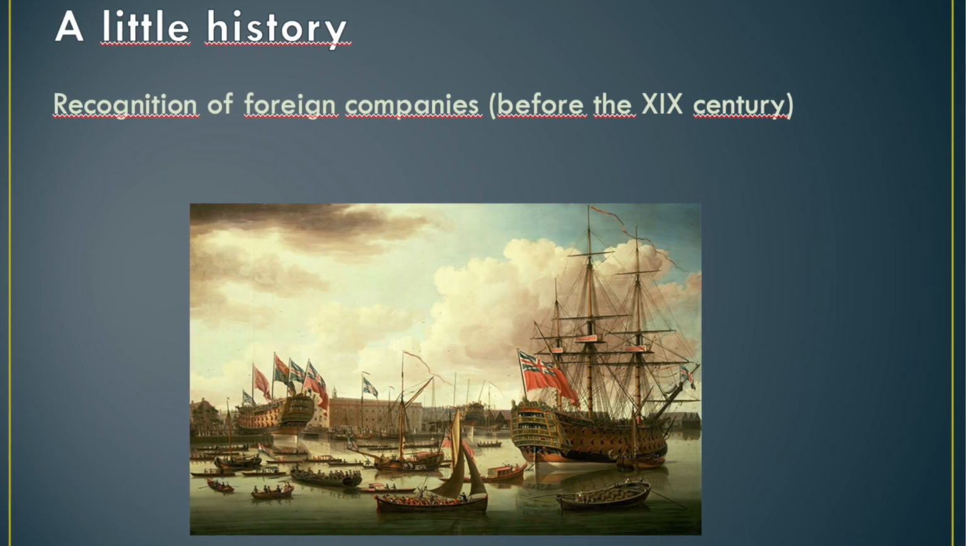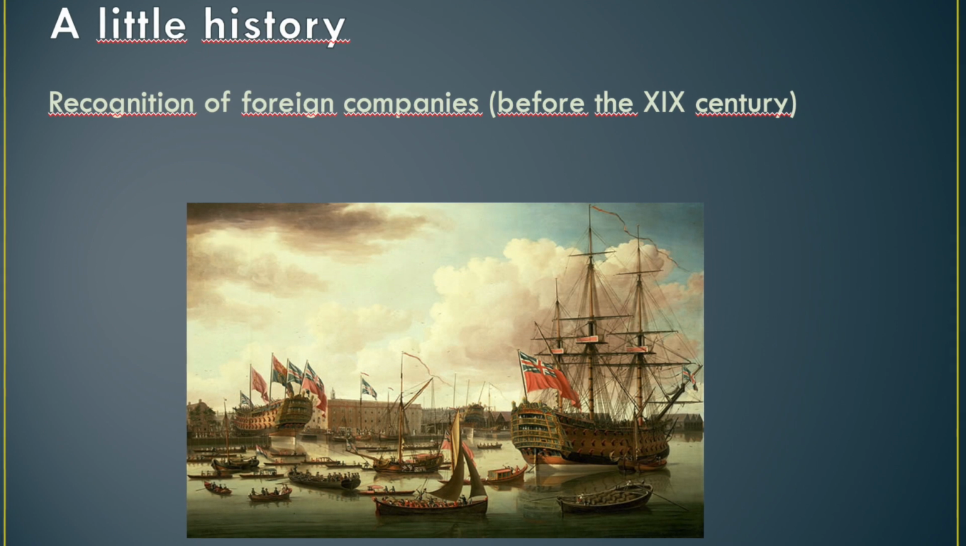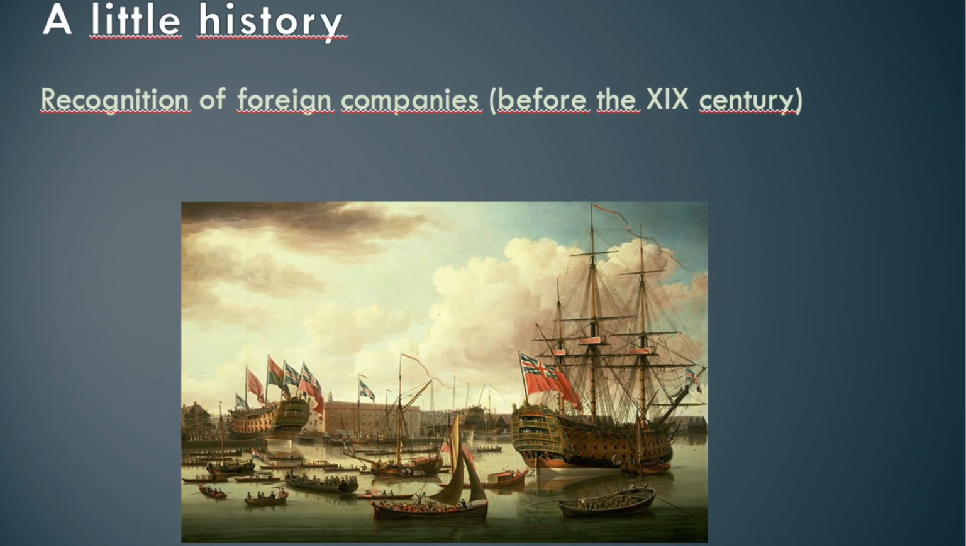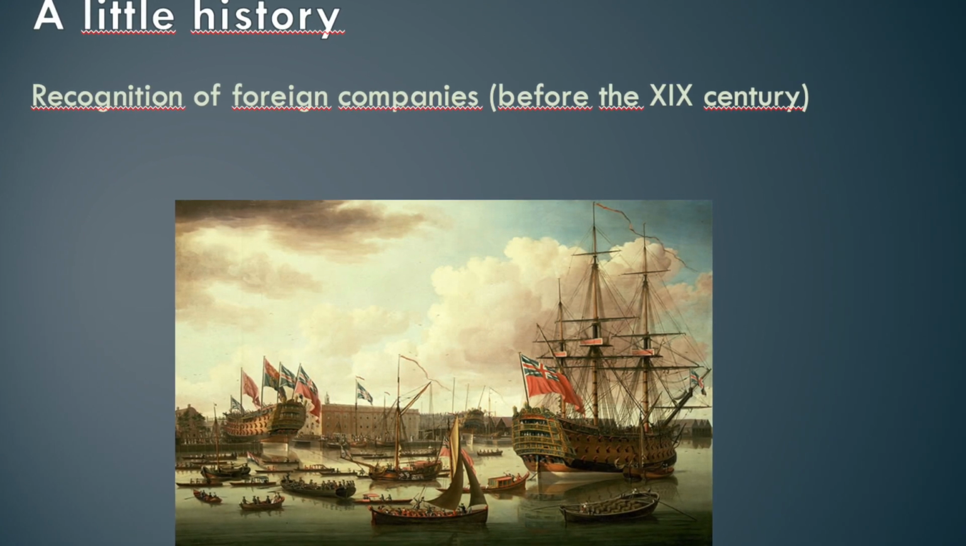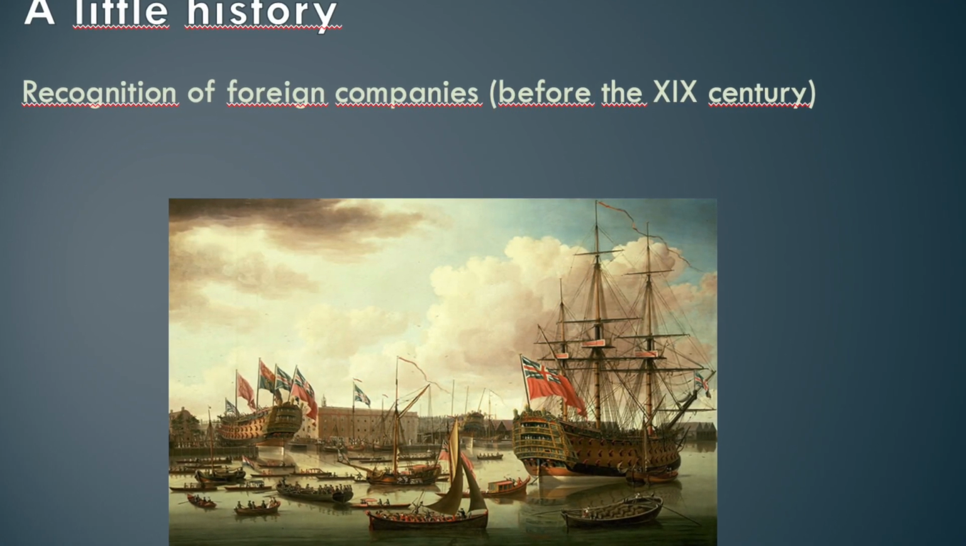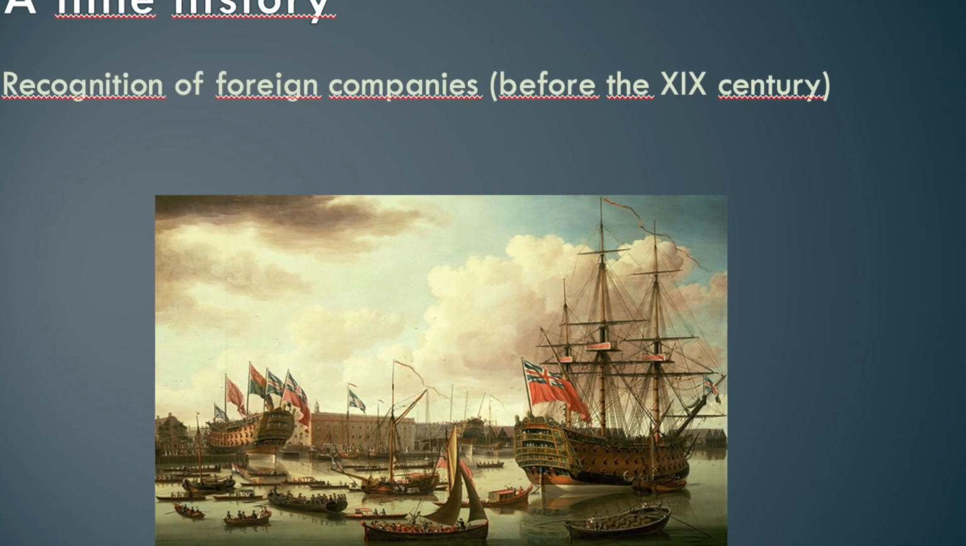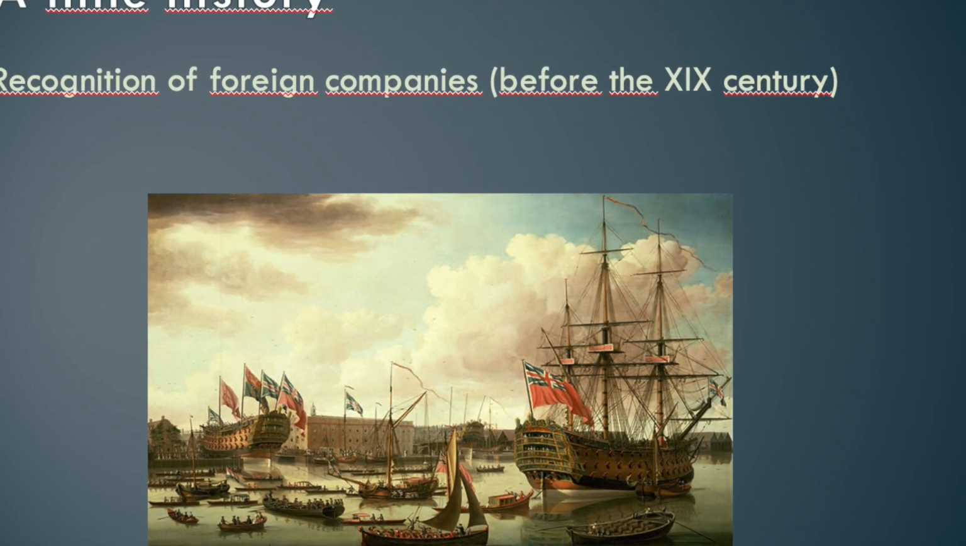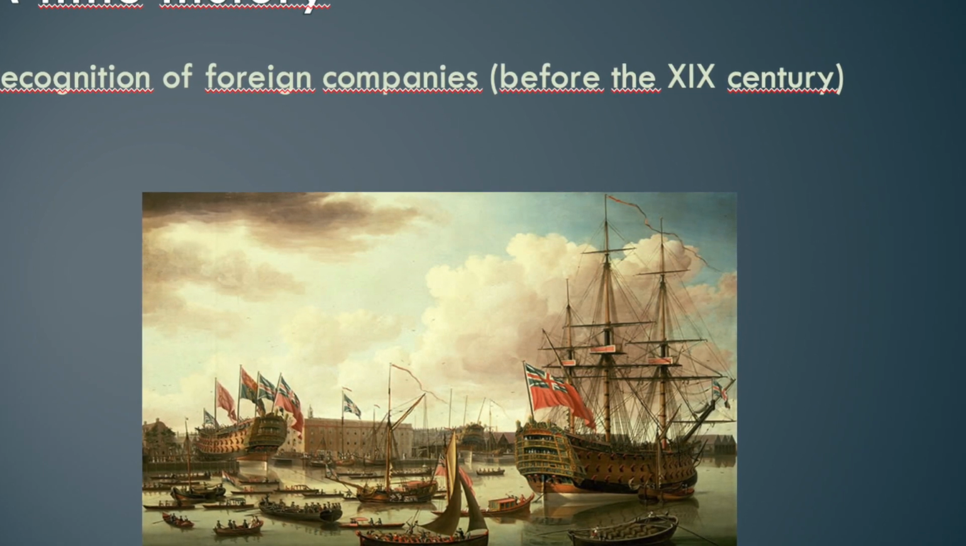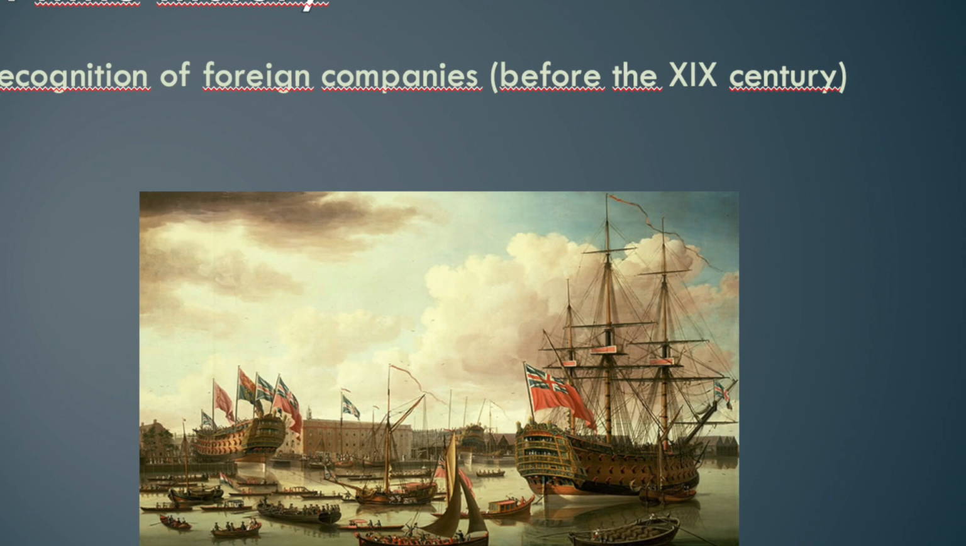I mean, before 1849, the problem of recognition of foreign companies simply didn't exist. What does it mean? Imagine the 18th century. In the 18th century, there were companies. We are going to see that in a moment. Companies incorporated in France, in the Netherlands, in Spain, in the United Kingdom. These companies were created by the law of those countries. And these companies acted in other countries. They had business in other countries.